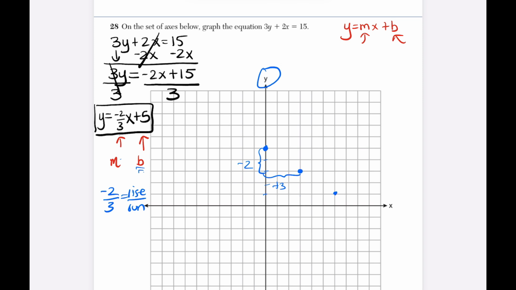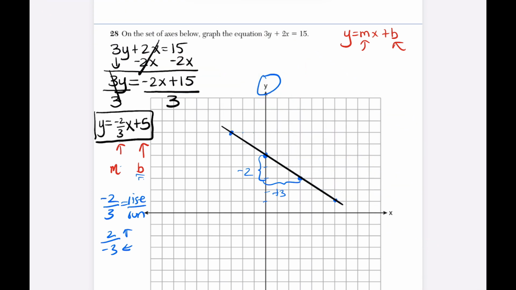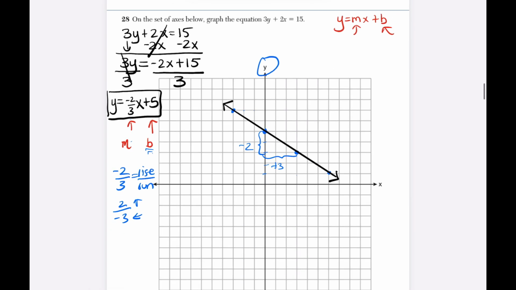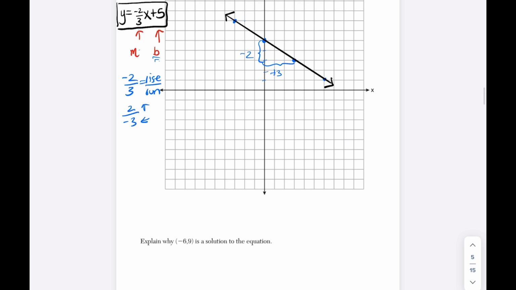Now I can also go up 2 and then left 3, 1, 2, 3, and that'll extend my line in the other direction, okay? Because negative 2/3 is the same thing as 2 divided by negative 3. So I could go up and to the left instead of down and to the right, and that'll extend my line. Now I'm going to go ahead and connect these points. I'm going to remember to draw arrows at the end to show that it continues to go on, and my line is drawn.